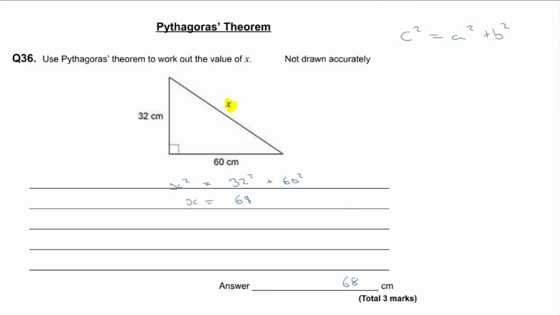I do recommend writing this down though, because you are banking your marks as you go along. If you just write down 68 and you mistype something into your calculator, you're throwing all 3 marks away if you get it wrong. So make sure you've actually written down what you type into the calculator.